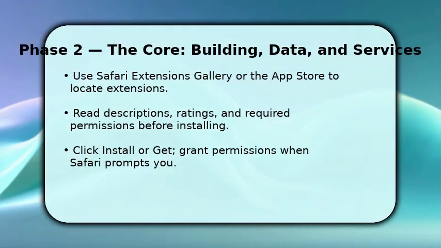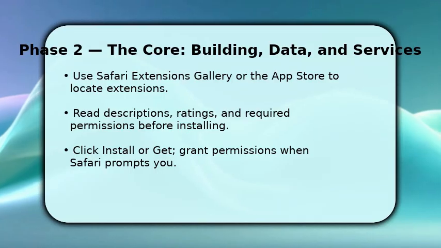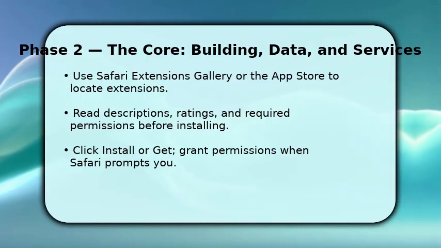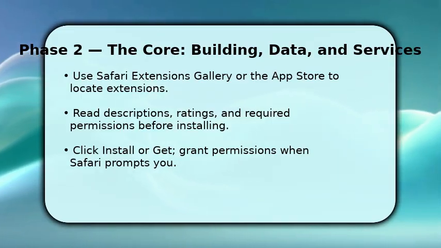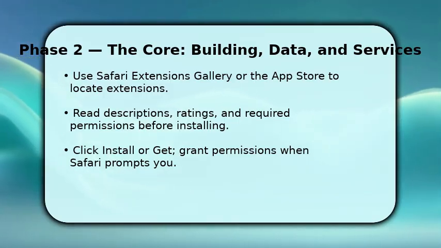Now you'll search for the exact extension you need. Use the Safari Extensions gallery or open the App Store's Extensions section. Type keywords to narrow results. Review each extension's description, ratings, and the permissions it requests so you understand what it can access. When you choose one, click Install or Get and wait for the download to complete.